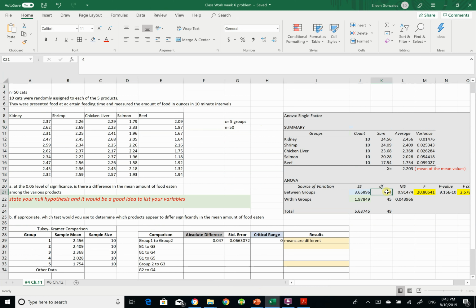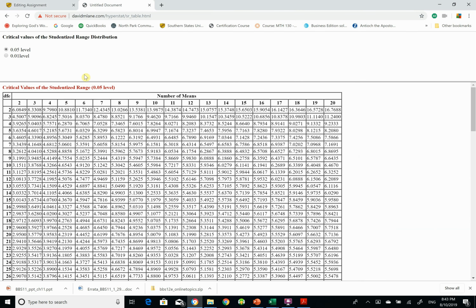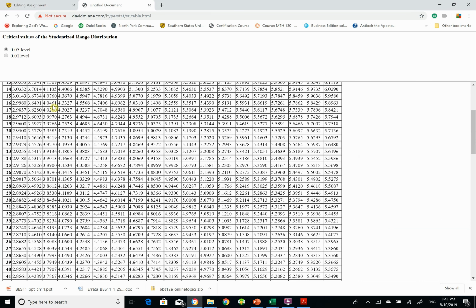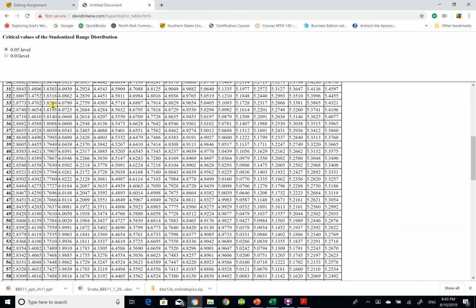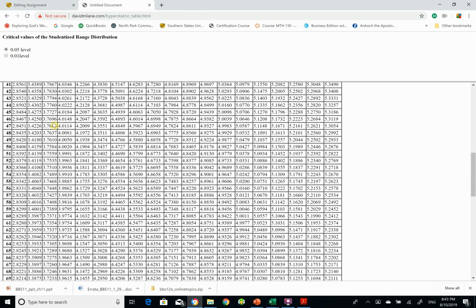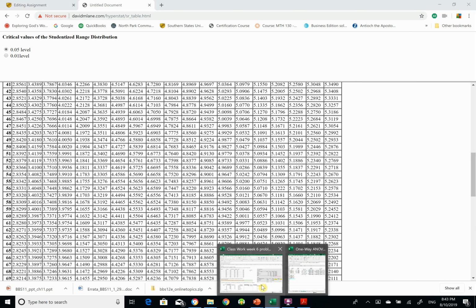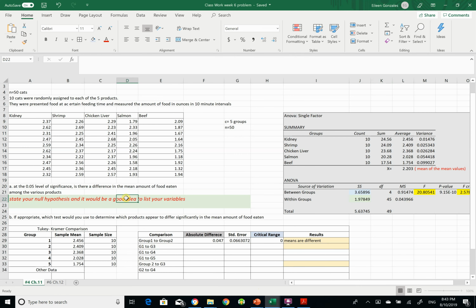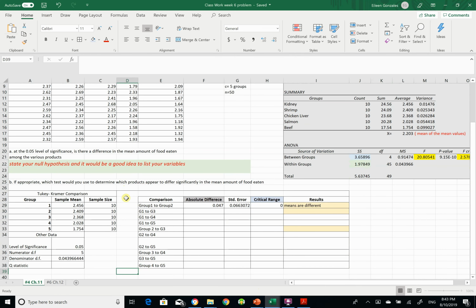Here we are between groups, which will be our numerator, and within groups, which will be our denominator. So we're going to go back to our studentized range distribution. This is our numerator here, and then we're going to go all the way down to 45. So you go across 4, because that's our numerator, and we go down to 45. So we have 3.77. So we're going to input that information here. We're going to input this information here.